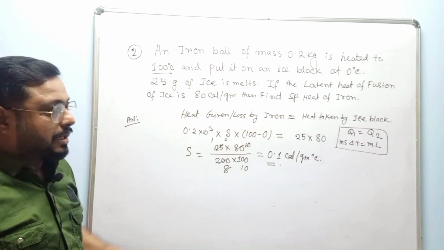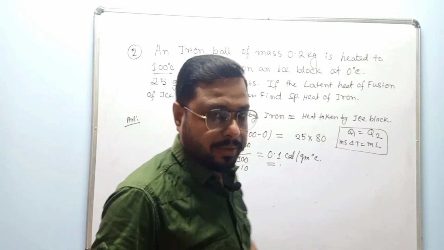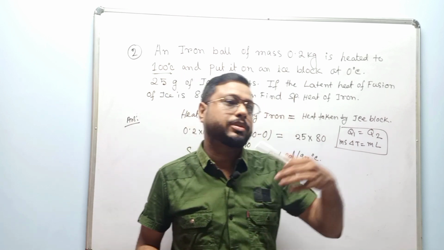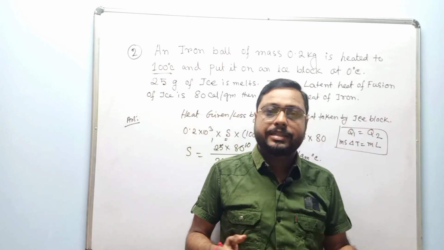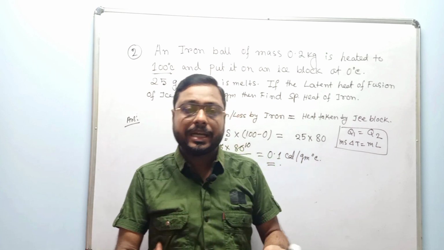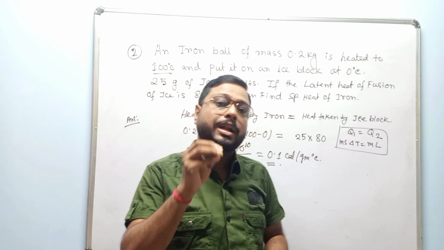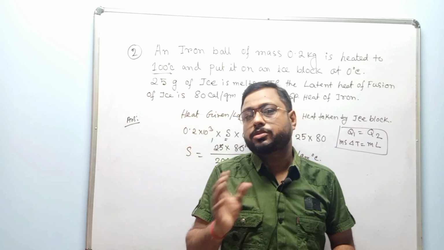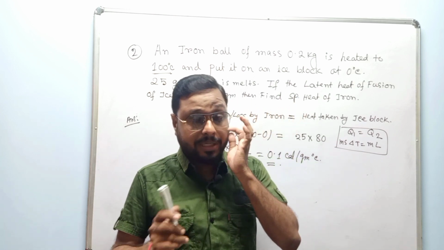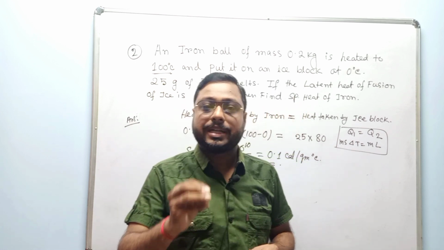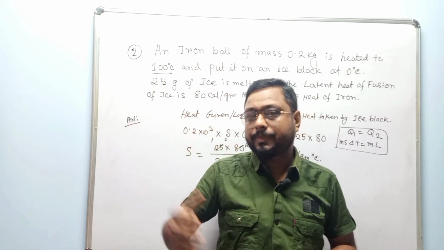And in ice-water problems, if the ice totally melts or the water totally vaporizes, then its temperature will further increase. In that case we have to take the total heat as mL plus mST. But if the total ice does not melt or the total water does not vaporize, it will remain at the same temperature. For ice melting it remains at 0 degree centigrade and for water vapor it remains at 100 degree centigrade.